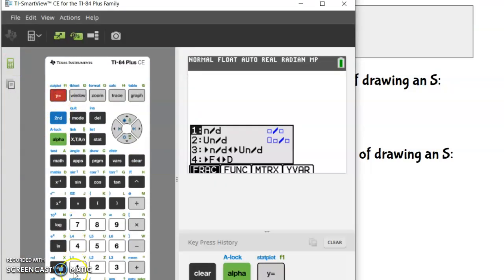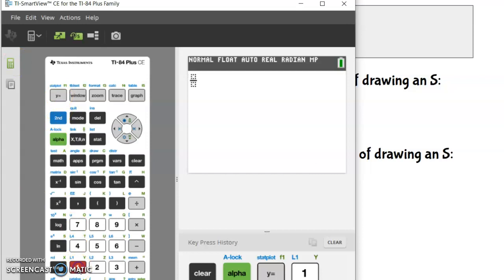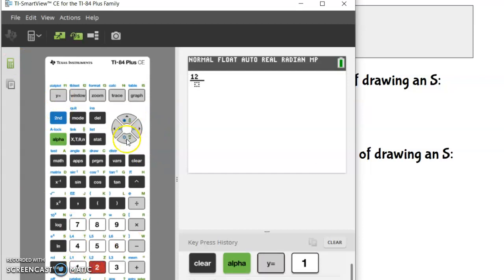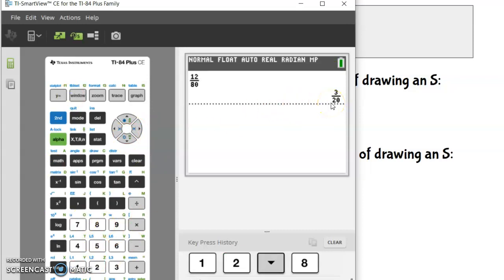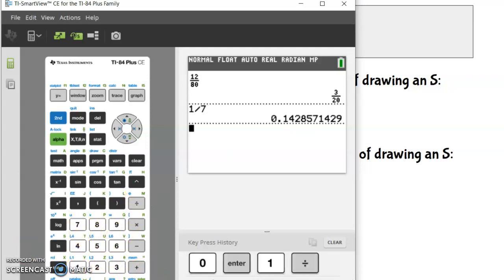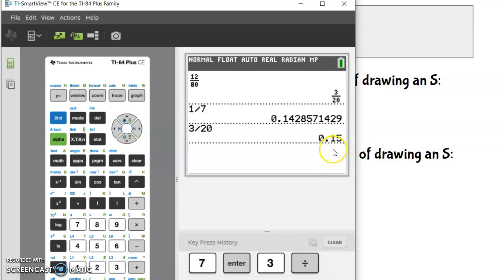I can reduce the 12/80 by going to alpha y equals and choosing number 1. And I can see that it's 3/20. But I still don't know for sure if the theoretical probability is different than the experimental probability. So I can change it into a decimal by taking 1/7 for the theoretical probability and then 3 divided by 20 for the experimental probability. And you can see that the experimental probability is just slightly more than the theoretical probability.